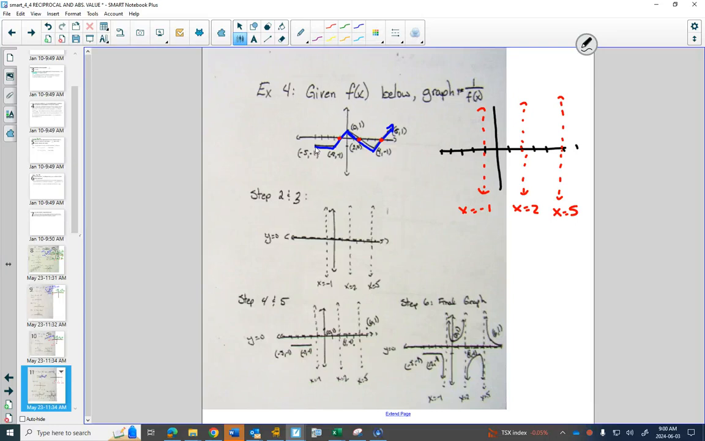Next, do we have a horizontal asymptote? Well, we'll have a horizontal asymptote if our graph goes up forever or down forever. And in this case, we have an arrowhead saying it's going up forever, so we will have a horizontal asymptote at y equals 0.